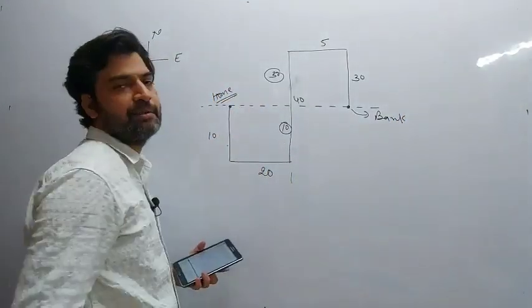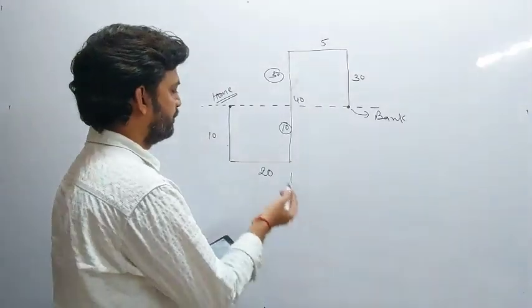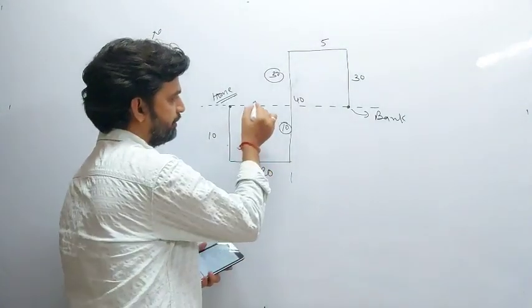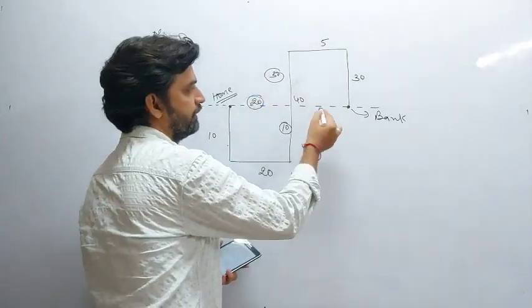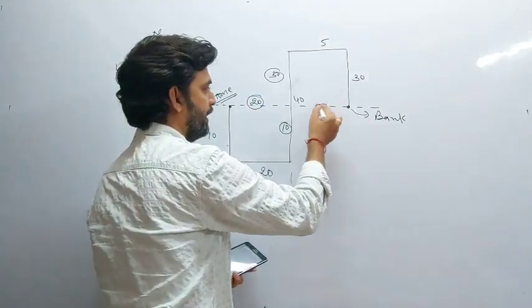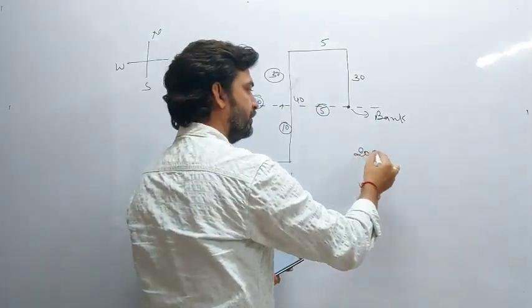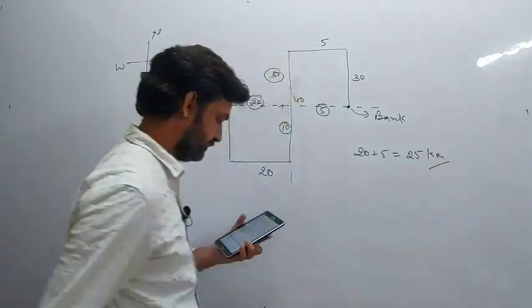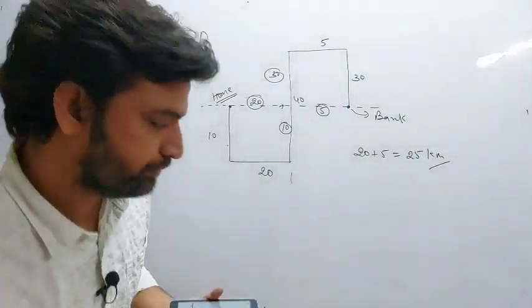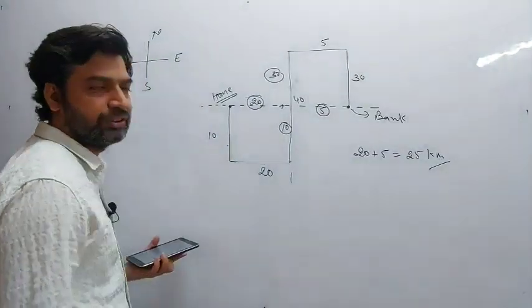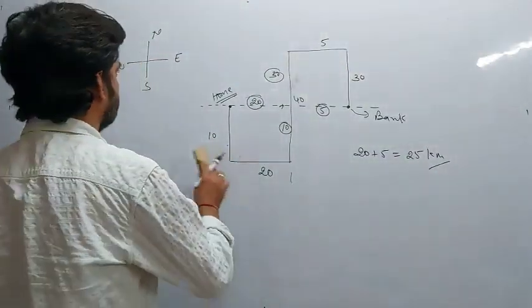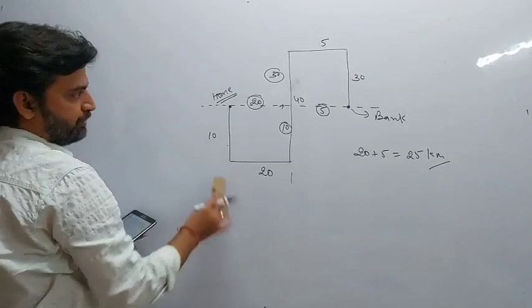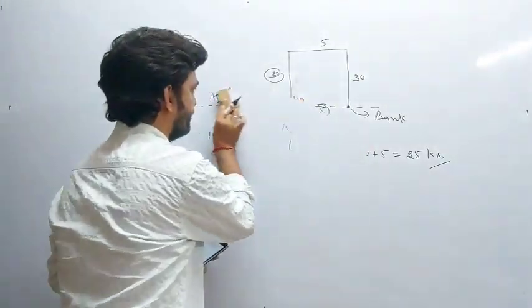Now the question is asking about the shortest distance from bank to home. This is 20, that means this value is also 20. This is 5, so this value is 5. So the total becomes 20 plus 5 equals 25 kilometers. The answer is 25 kilometers. The shortest distance or the direct distance is the shortest distance, right? So the answer of this question is 25 kilometers.